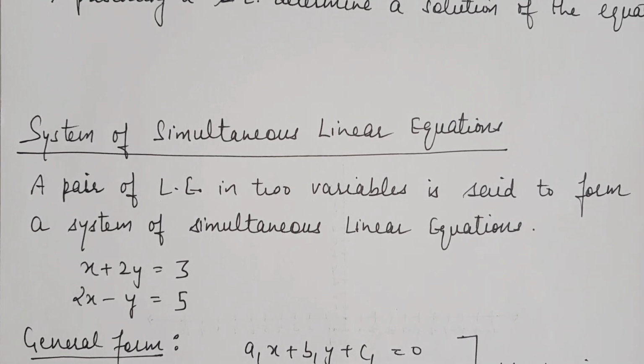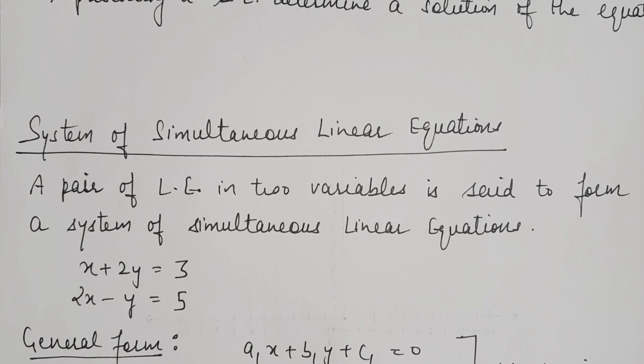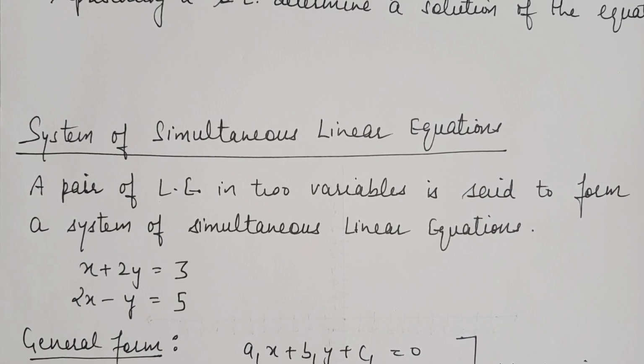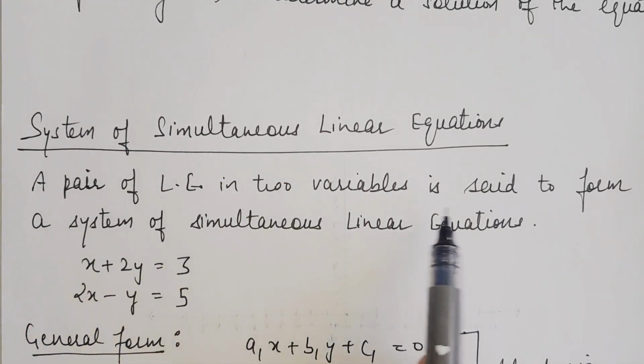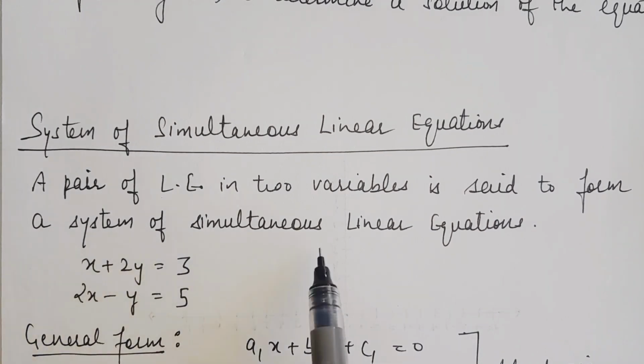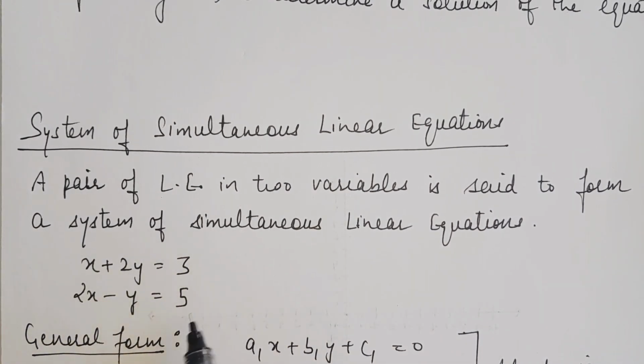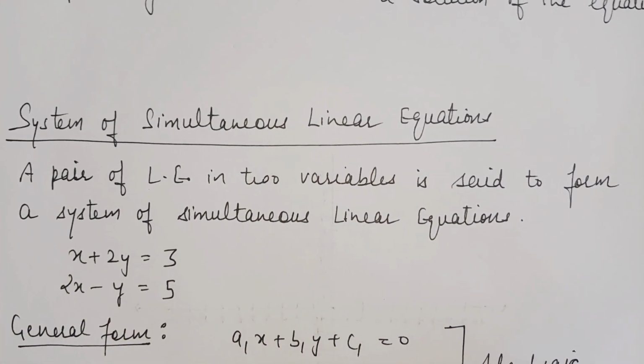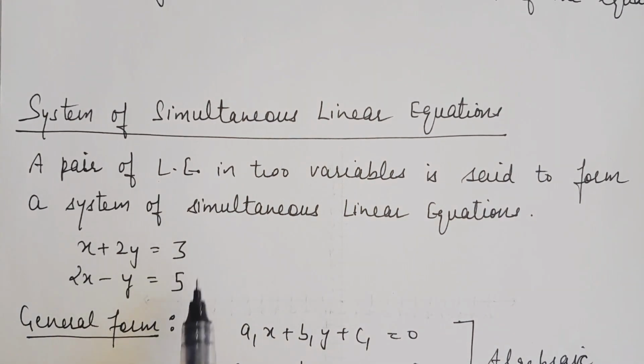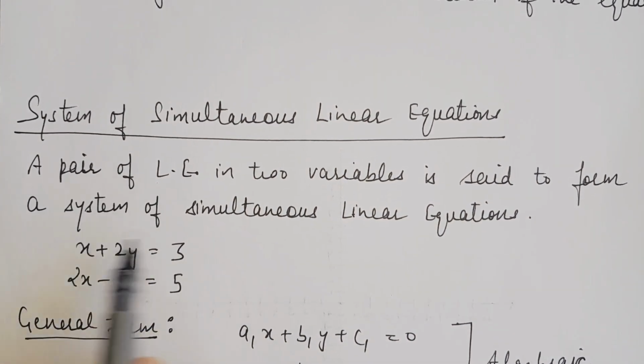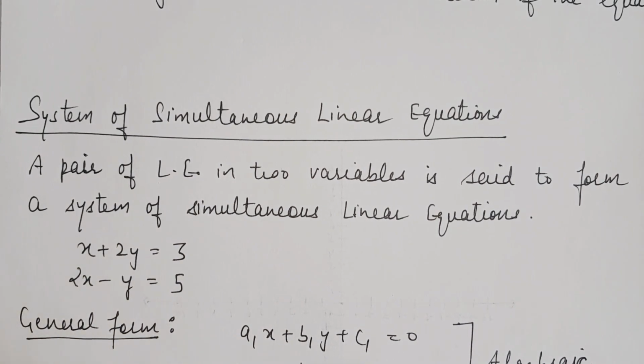If we take two linear equations simultaneously, or more than two also, that pair is called a system of simultaneous linear equations. Simultaneous means the solution of these linear equations will be one pair which will satisfy both. So a pair of linear equations is said to form a system of linear equations like this. This is an example of a system of linear equations. These two equations are both linear equations in two variables. If we take them together, we call it a system of linear equations.